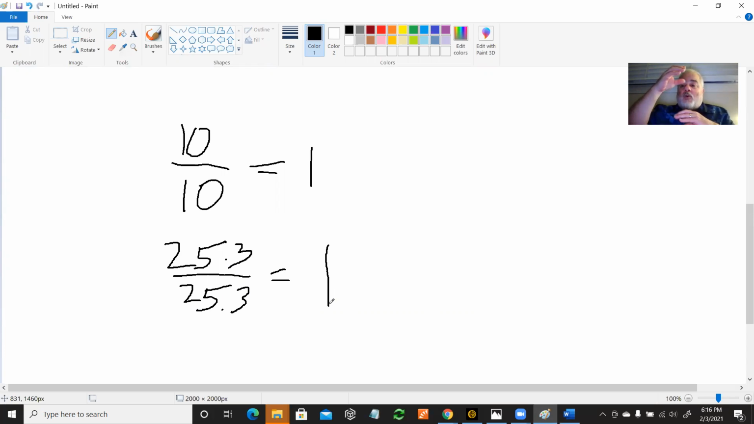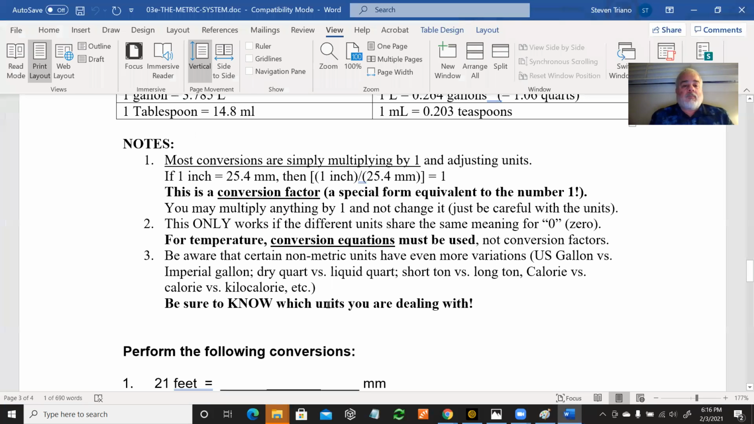If I have 25.4 millimeters over 1 inch, it equals 1. And if I have 1 inch over 25.4 millimeters, it also equals 1. It doesn't matter which is in the top and which is in the bottom. They always equal 1. All right? And we will put that to good use in a moment. But you have to be careful with the units because it's all about paying attention to the units.